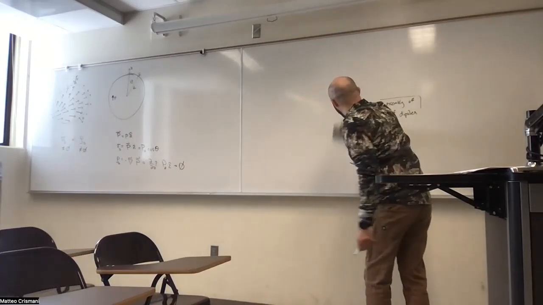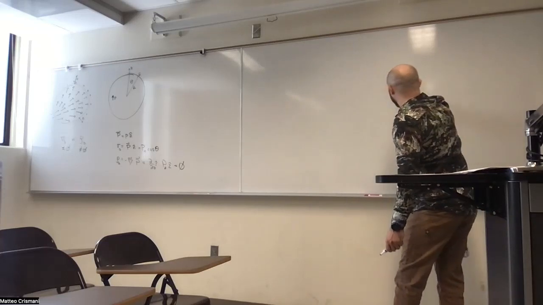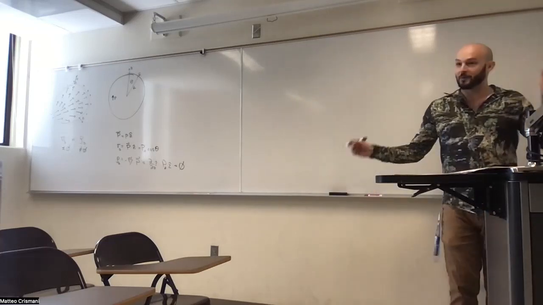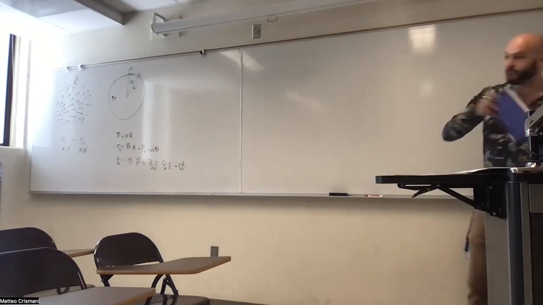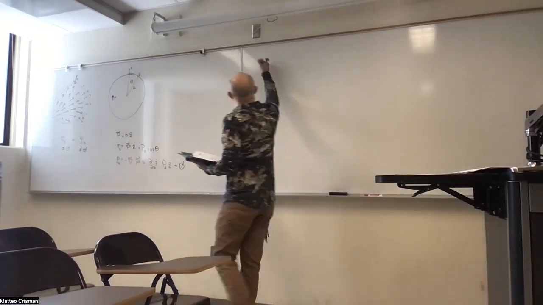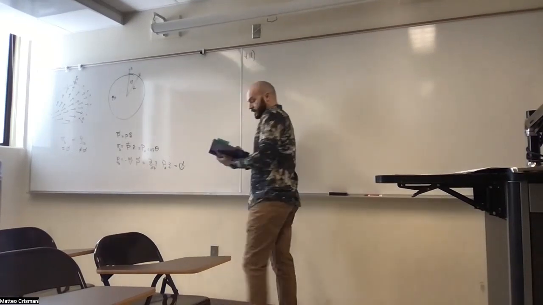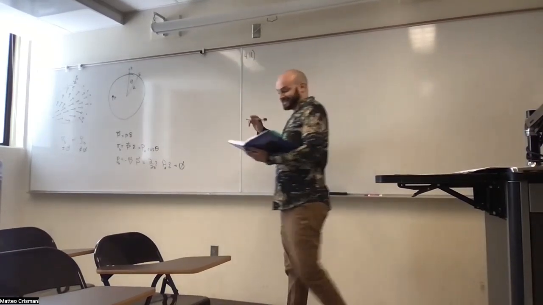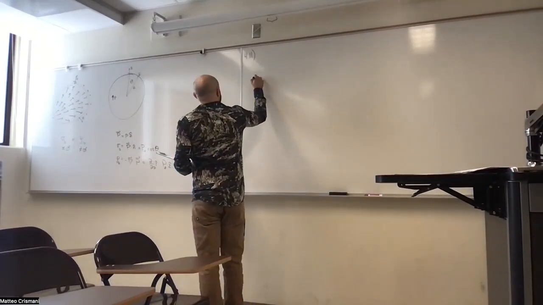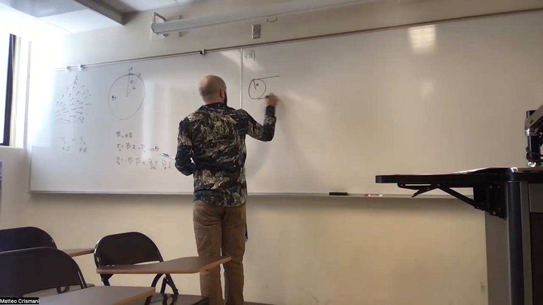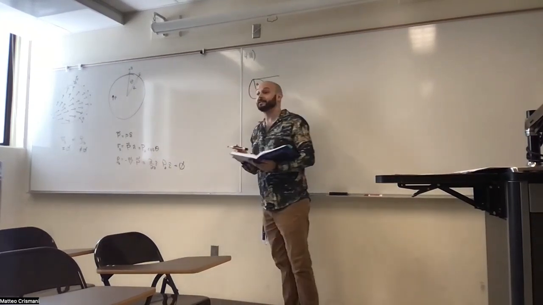Okay, so we are going to imagine a cylinder. This will be problem 4.11 in your book. A short cylinder of radius A and length L. This is our homework problem.